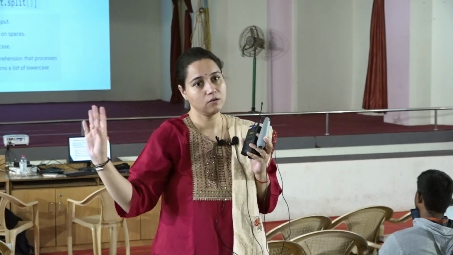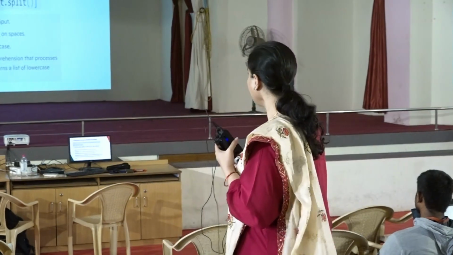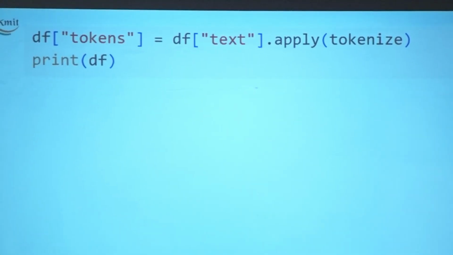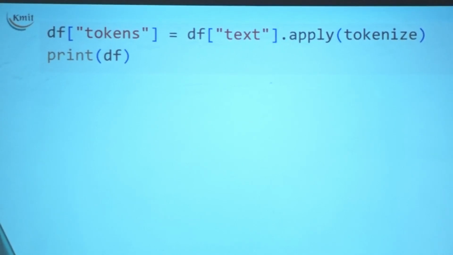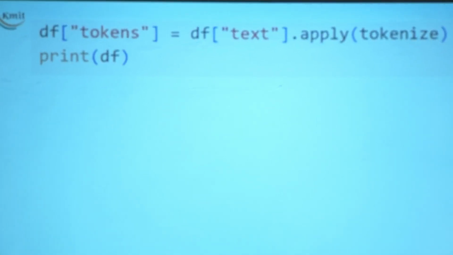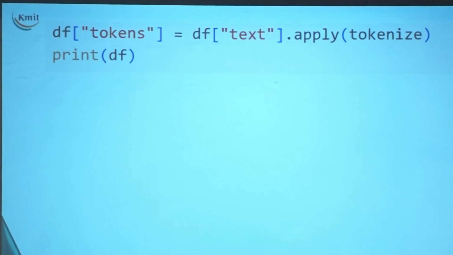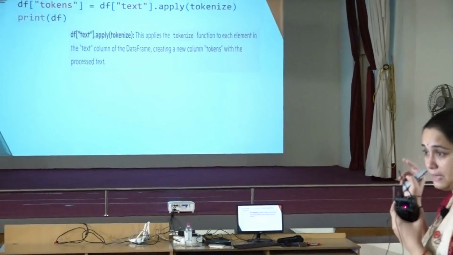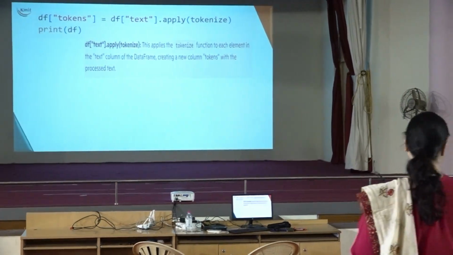It will be a list of words, all in lower case, right? Once you are done with that, what am I doing here? I am taking my data frame that I had built using pandas, and to that data frame I am applying the method I just created. So df text dot apply tokenize, okay?